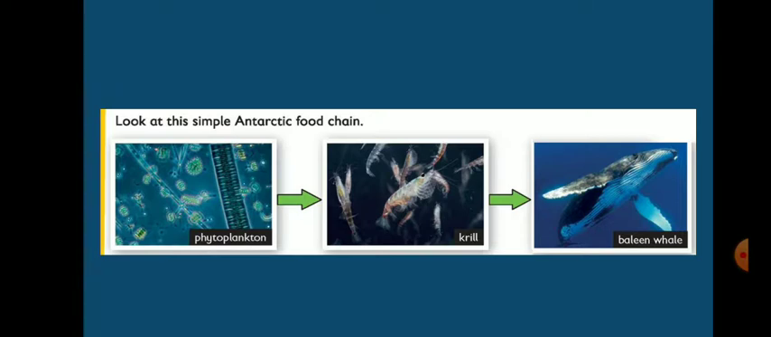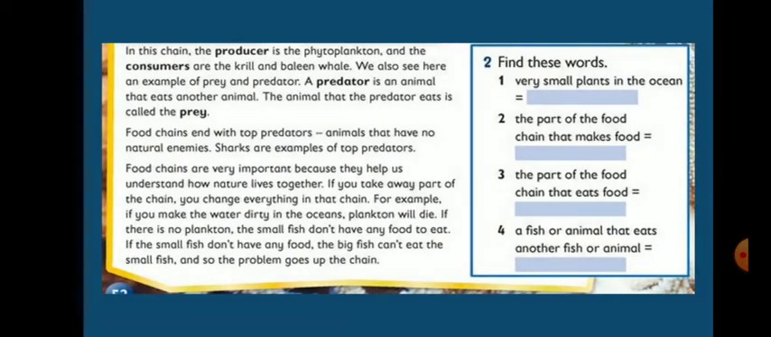Look at this picture, the Antarctic food chain. Here is the phytoplankton that the krill eat. The krill, which you have in the center, eats the phytoplankton. And the baleen whale eats the krill. So that is a pretty simple food chain. Let's return. Food chains end with top predators, animals that have no natural enemies. Sharks are examples of top predators.